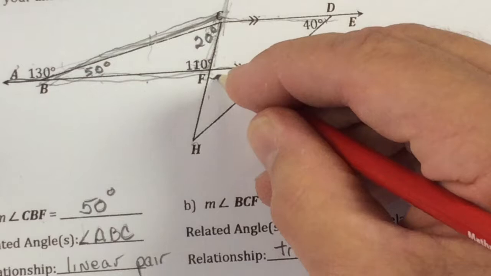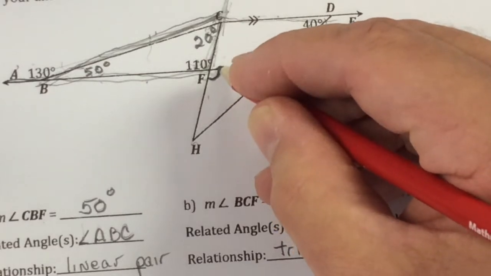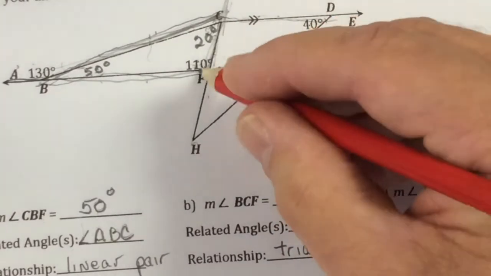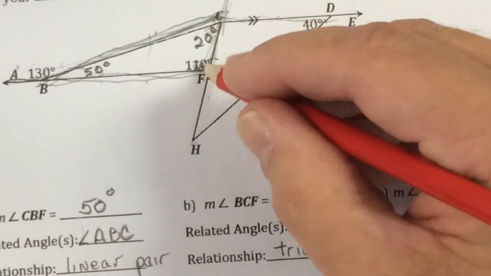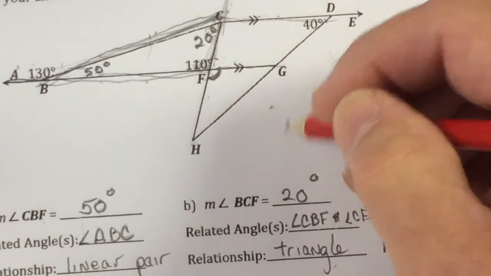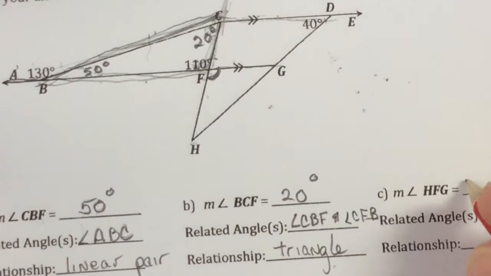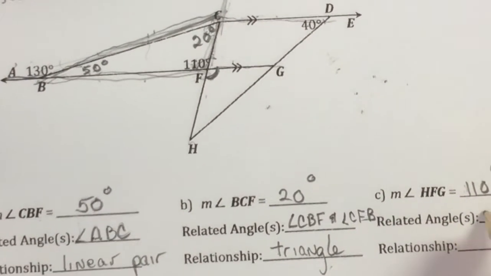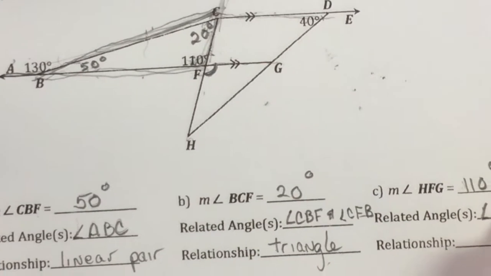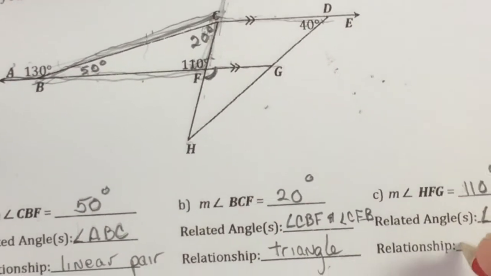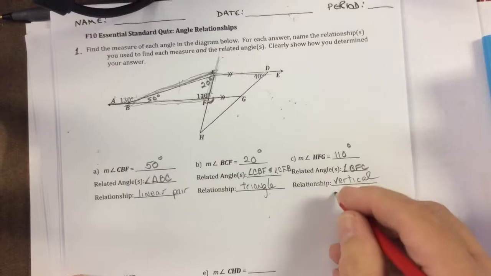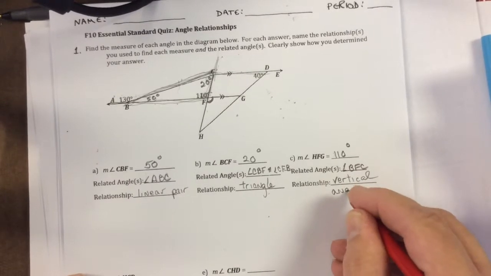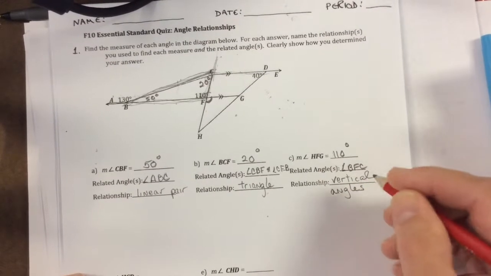HFG, that's this angle right here. And that one is congruent to this one because they are vertical angles. So HFG is 110 degrees. The related angle is BFC, and they are vertical angles.